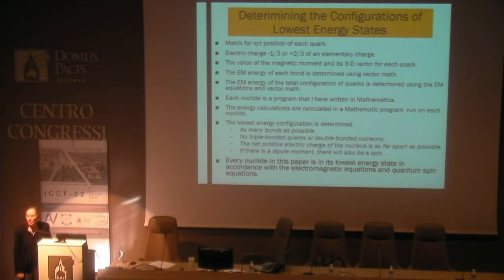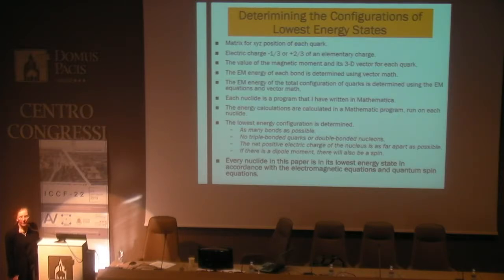So how do I determine the lowest energy configuration of this collection of quarks? I have an XYZ matrix in XYZ space. Each quark, I create a matrix, and I have the XYZ position. I also have the charge of the quark, whether it's 2/3 or minus 1/3. I also have the magnetic dipole, and I have the vector orientation of that magnetic dipole. The electromagnetic energy is calculated using the equations that I showed you and vector math.